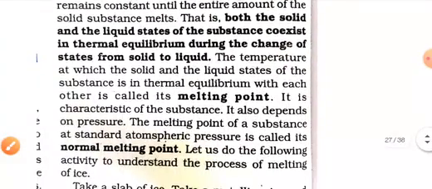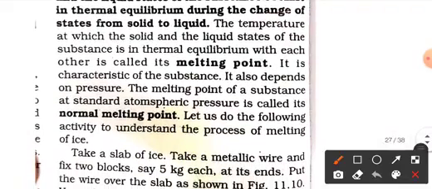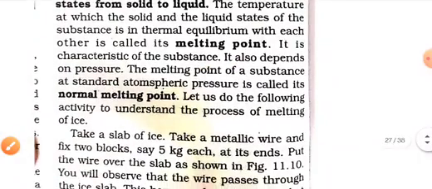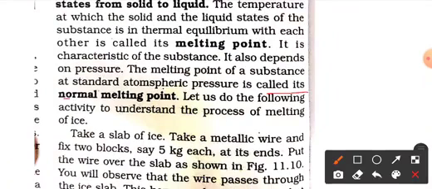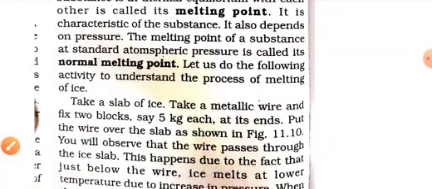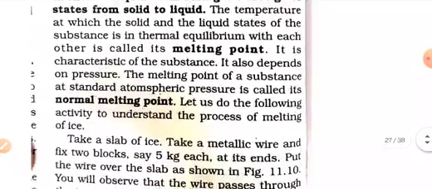It is a characteristic of the substance. It also depends on the pressure. This melting point also depends on the pressure. The melting point of a substance at standard atmospheric pressure is called the normal melting point. If we are using the standard atmospheric pressure, then that is called the normal melting point. 0 degree Celsius is the normal melting point for water.